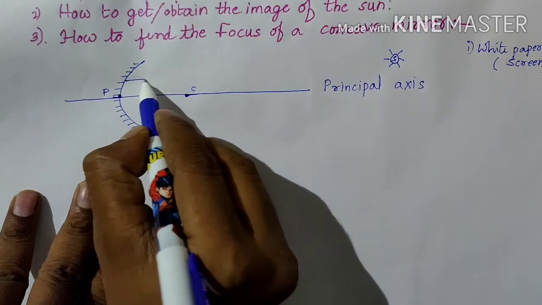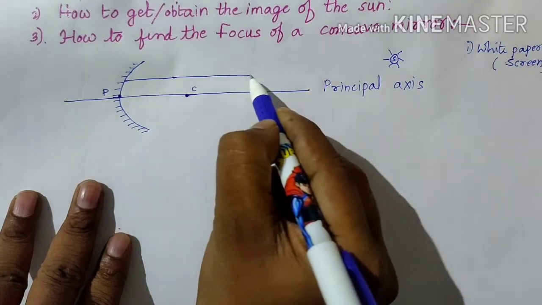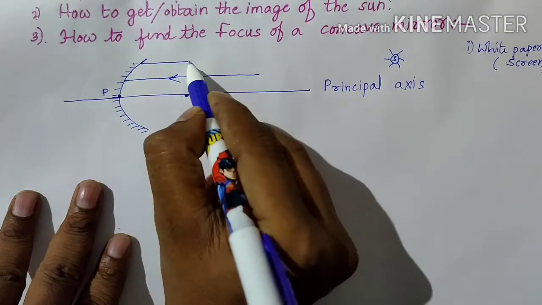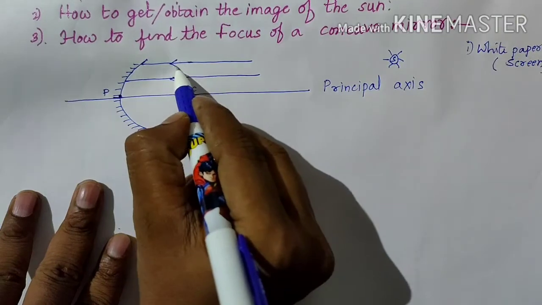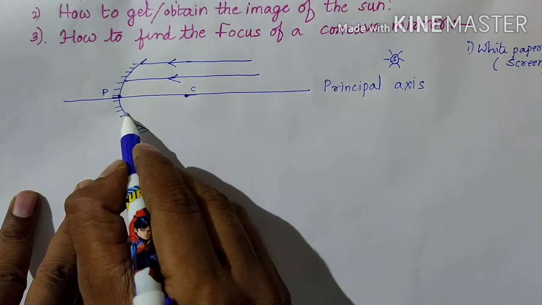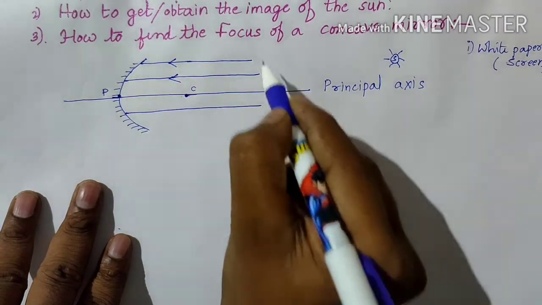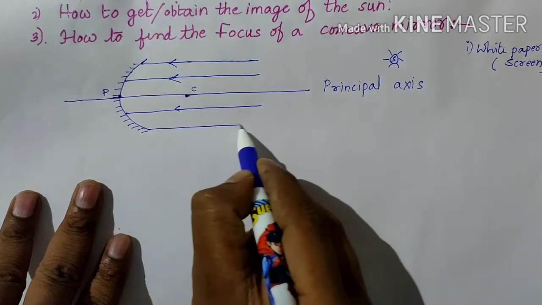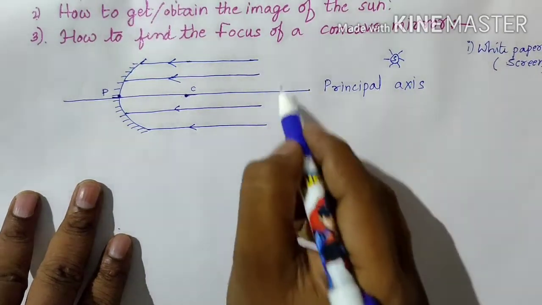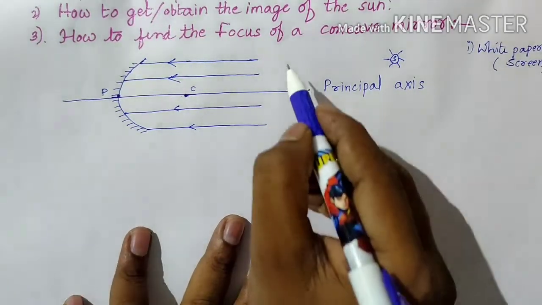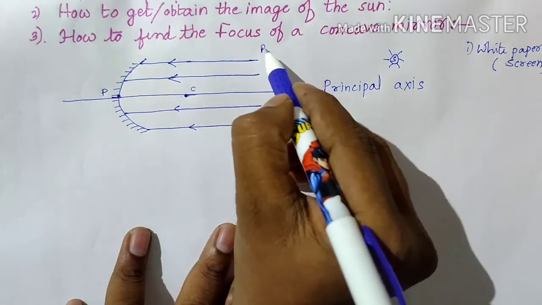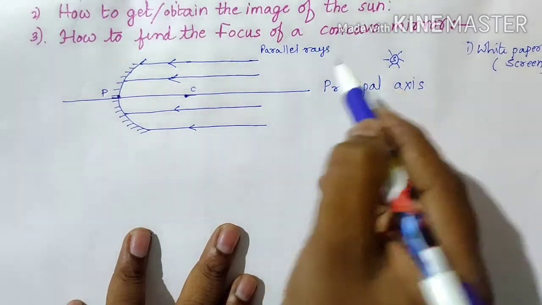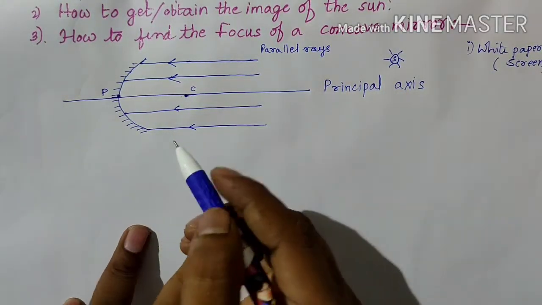This is the first parallel ray, and this is the second. Below the principal axis I am taking another two parallel rays. This is one and this is another. All these are the parallel rays that are coming from the sun.